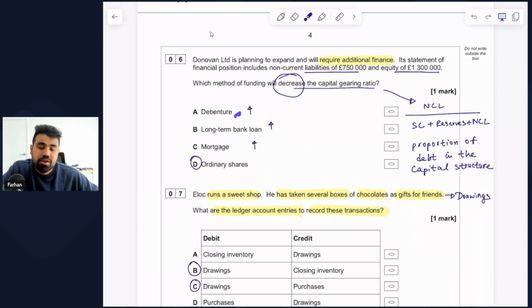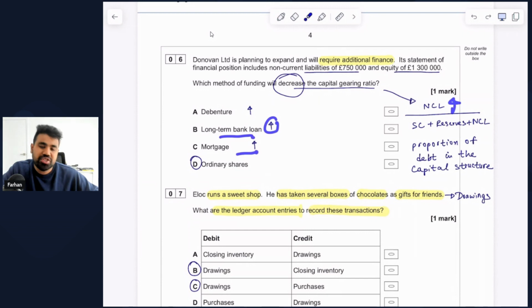So if we have more debentures in the business, then the non-current liabilities should increase. And if non-current liabilities increase, the way the formula works is that an increase in the non-current liabilities should increase the overall capital gearing ratio because the numerator, which is the value at the top, should increase. So therefore, it cannot decrease the capital gearing ratio, but rather increase. Same thing goes with long-term bank loan, which also fits the definition of a non-current liability. And if you have an increase in long-term bank loan, it should logically increase the capital gearing ratio because your numerator is going up.